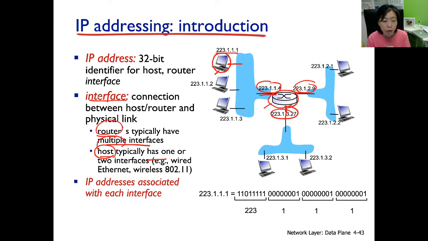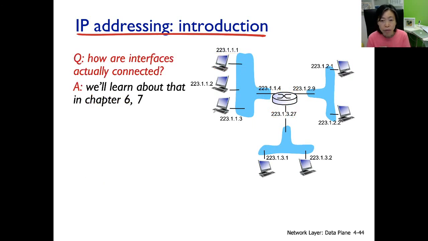And you see a little bit more clearly that the interface is the part that connects a host to a link like this, to a link like this. So bottom line, IP addresses are associated with interfaces, not a physical machine.